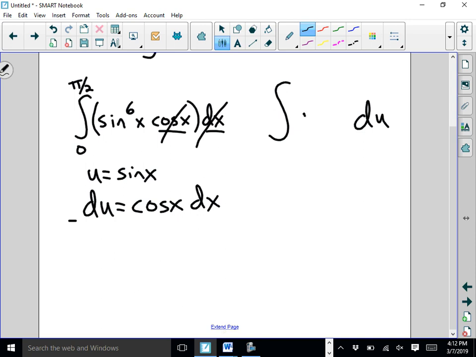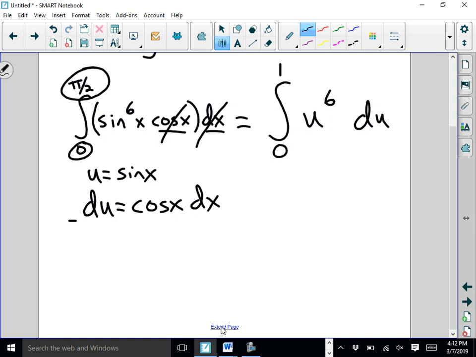But I need to go ahead and change these, right? These are in terms of x, so I'm going to plug them in. Sine of 0 is 0, so 0 stays 0. Sine of pi over 2 is, right, that's right at the top of the unit circle, the point (0, 1). Sine is y, so this becomes a 1. These are equivalent integrals.